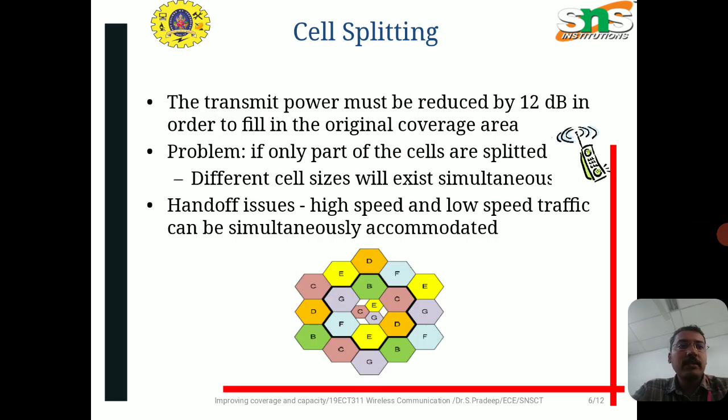Cell splitting. The transmit power must be reduced by 12 dB in order to fill in the original coverage area. The problem is, if only part of the cells are split, different cell sizes will exist simultaneously. Handoff issues arise in cell splitting, where high speed and low speed traffic can be simultaneously accommodated. Due to this, handoff issues will occur in cell splitting.